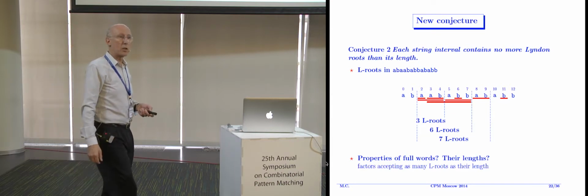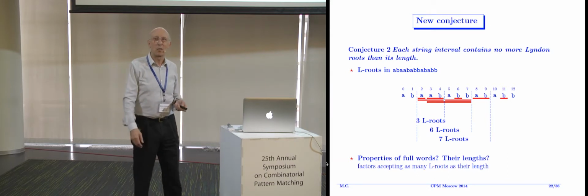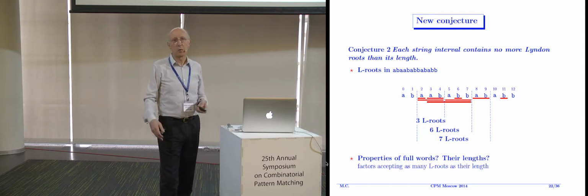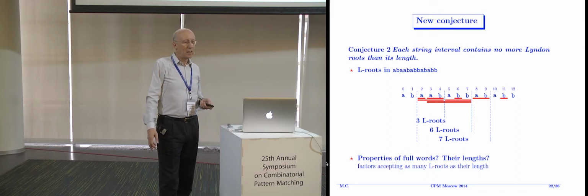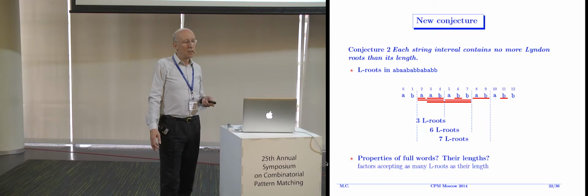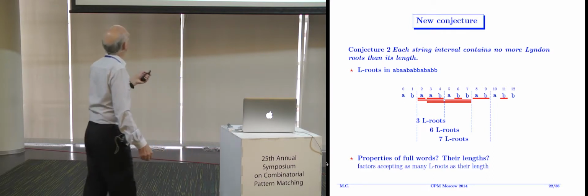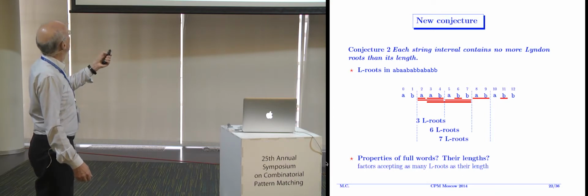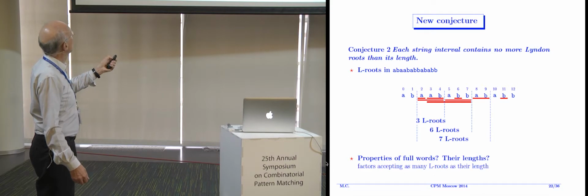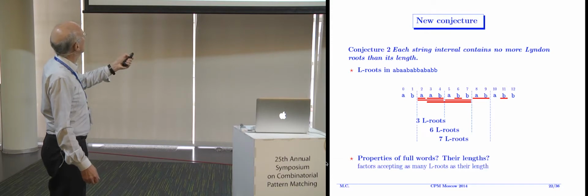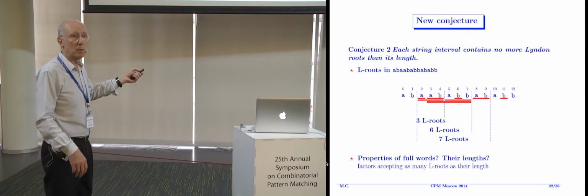And I would like to add a conjecture to the conjecture of Roman and Gregory. If we can prove this one, we get the other one: that each string interval contains no more Lyndon roots than the length of the interval. If you look at this example here, if I take the interval 2, 3, 4, I have exactly three Lyndon roots: A, AB, and AAB. If I take the interval of length 6, I have exactly 6. An interval of length 8, I have only 7 here. I don't have the maximum.